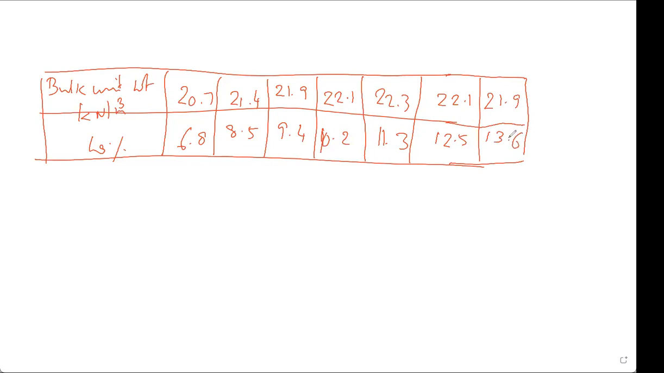Okay, these are the water contents and the bulk unit weights. Take 1: what is the MDD and OMC, maximum dry density and OMC?